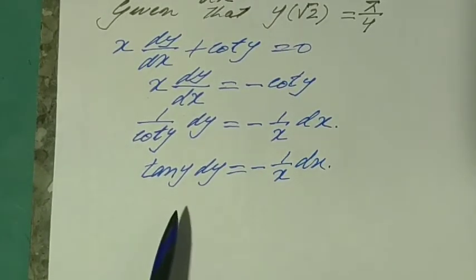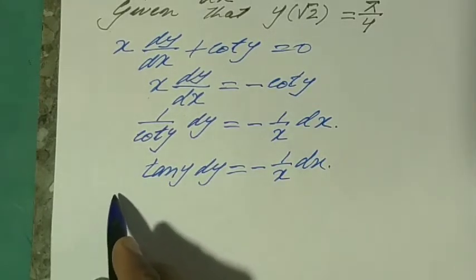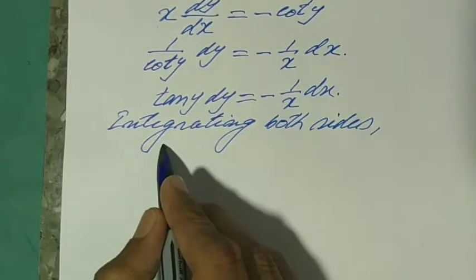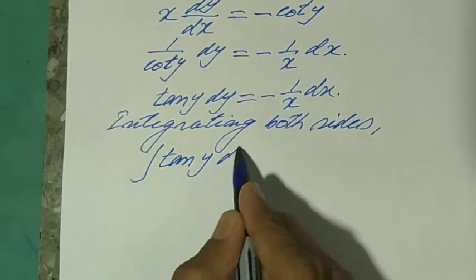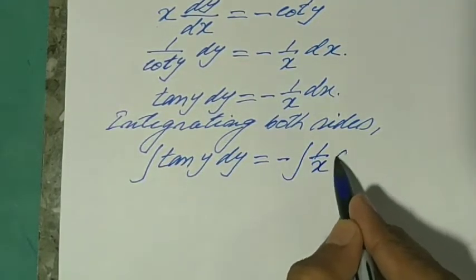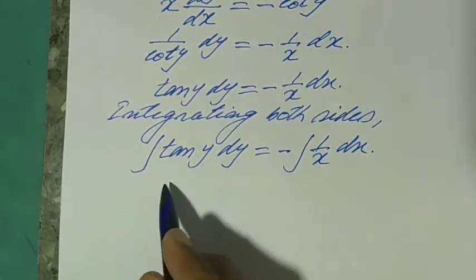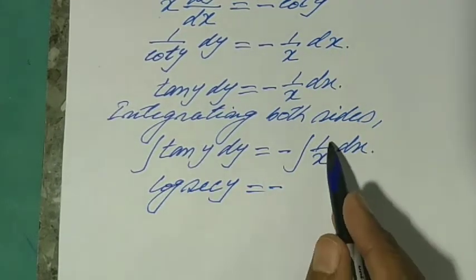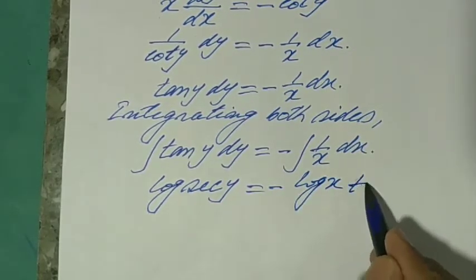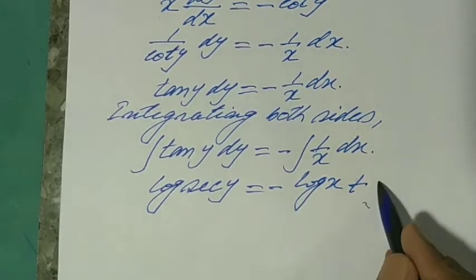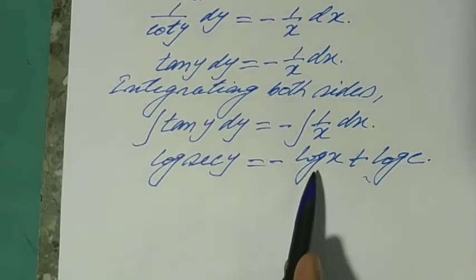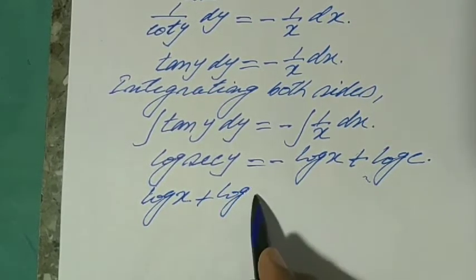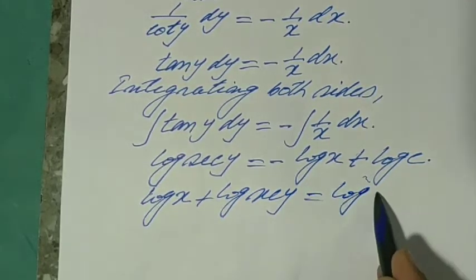Now this is in standard form, f(y) dy is equal to phi(x) dx. The next step is to integrate both sides of this equation. So we get integral tan y dy is equal to minus integral 1 upon x dx. The integral of tan y is log sec y, so log sec y is equal to minus log x, since the integral of 1 upon x is log x. Since both terms are in the form of log, the constant term should also be taken as log c. Now transposing log x to the left hand side, we get log x plus log sec y is equal to log c.